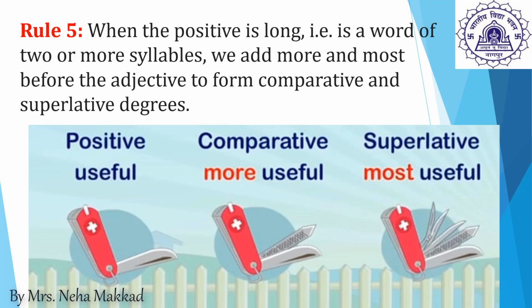Now children, as the positive is long, we will not add, like for example, we did in the previous one, redder, reddest. So we will not put a double L here and make it usefuler or usefulest, because it is totally wrong English. So here we will not add anything towards the end of the adjective, and what we will do, we will add more in the comparative degree and we will add most in the superlative degree. So its comparative will become more useful and superlative will become most useful.